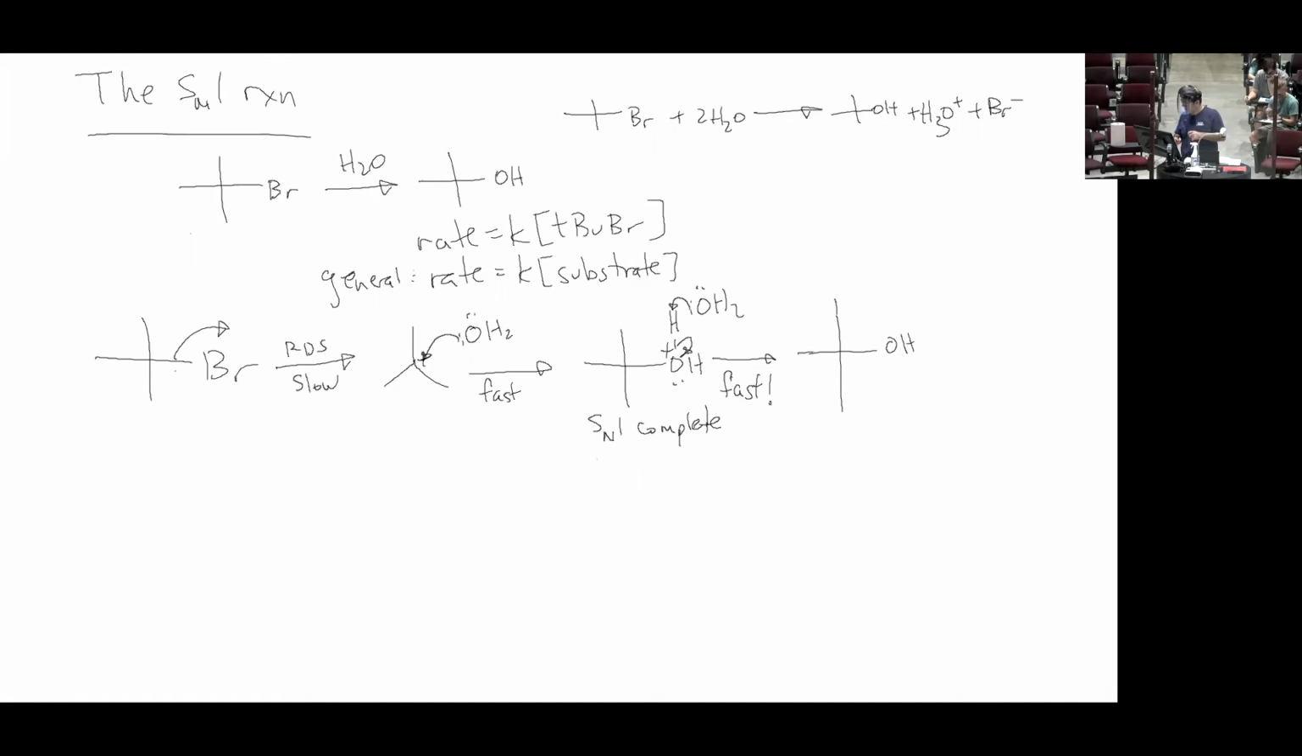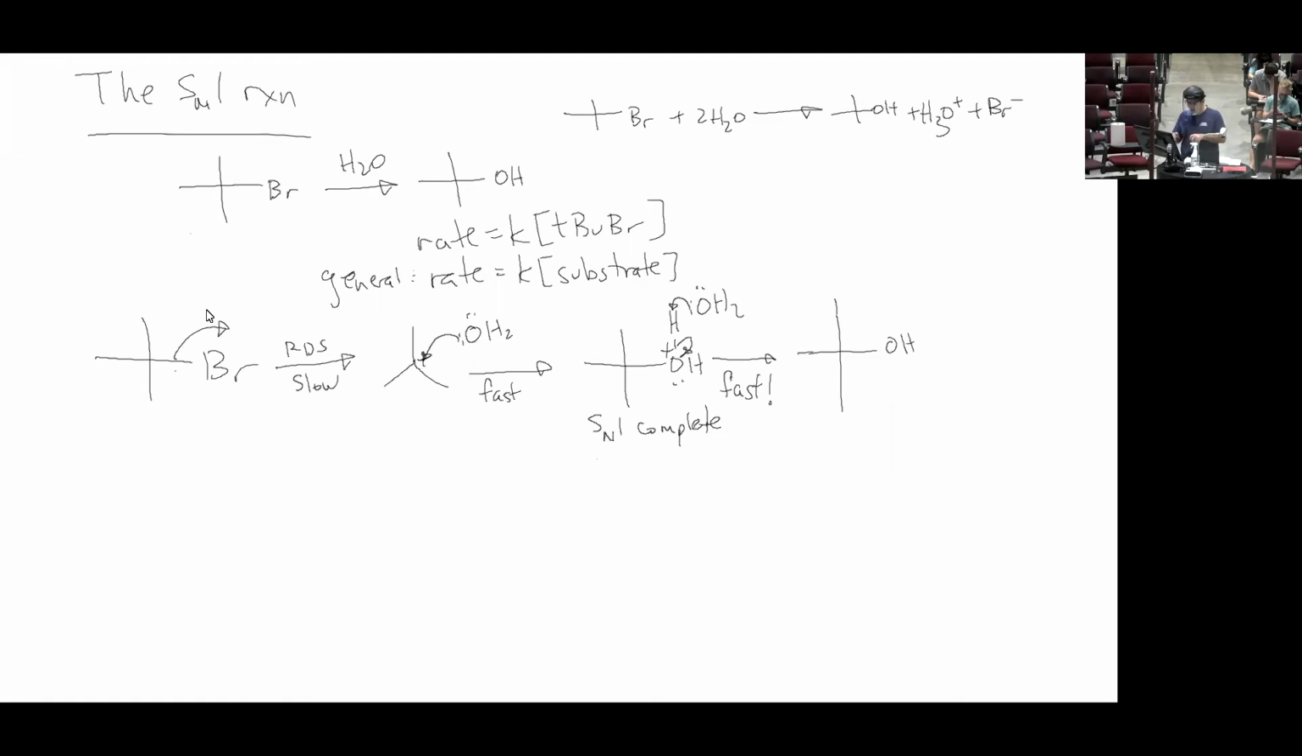What causes the initial bromide to break off? Well, just because the bond is polarized, right? Bromine is more electronegative than carbon, but that's the only thing. Other than that, there's no assistance really by anything else. And so no wonder that's the slow step. Now, I don't think bromide is going to be breaking off so much in a bottle of tert-butyl bromide. Maybe a little. I mean, anything will decompose given time.